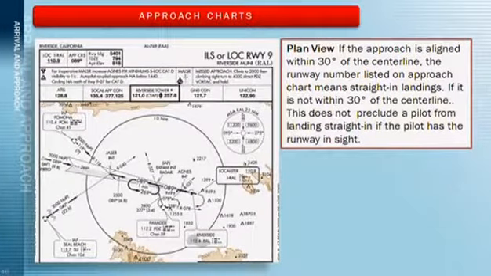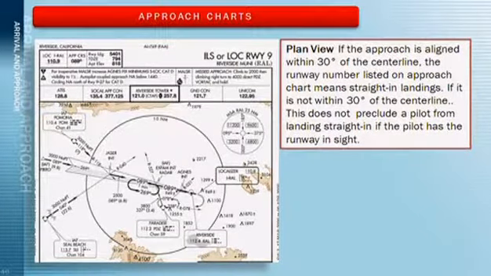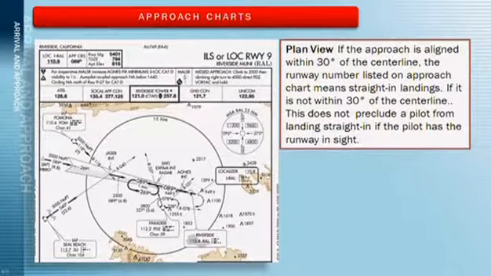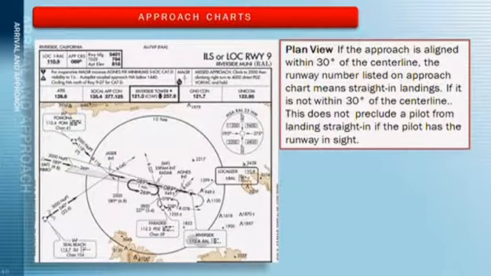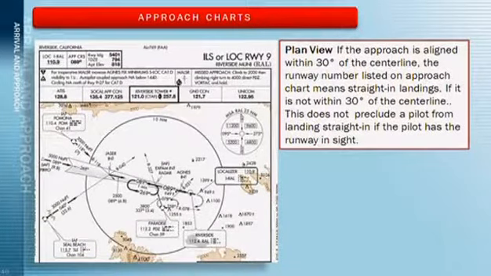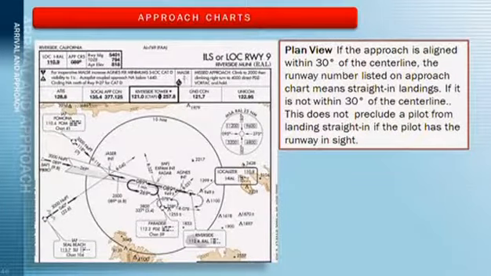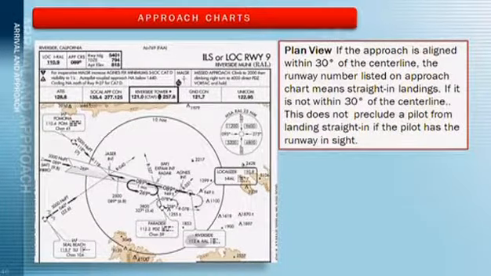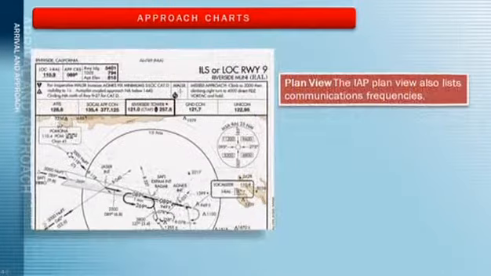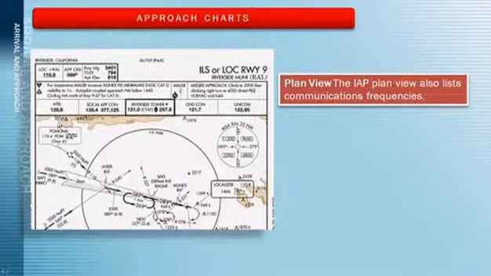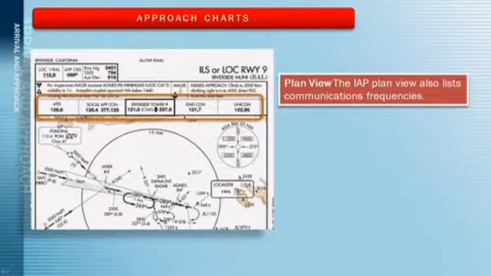While we are looking at the plan view, consider the definition of straight in. If the approach is aligned within 30 degrees of the center line, the runway number listed on the approach chart, then it is a straight in landing. If it is not aligned within 30 degrees of the center line, it is not a straight in approach. However, this does not preclude a pilot from landing straight in if the pilot has the runway in sight. The plan view also lists communication frequencies data arranged horizontally from left to right in the order most likely used.